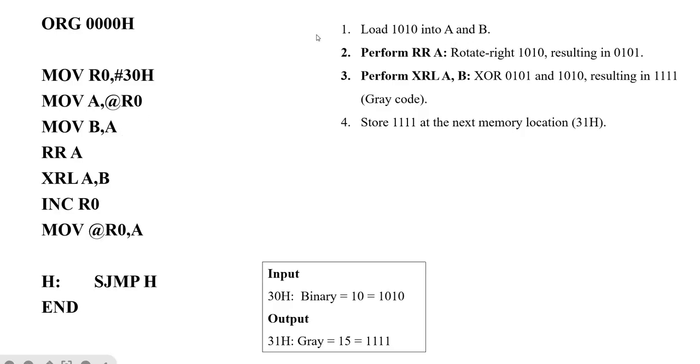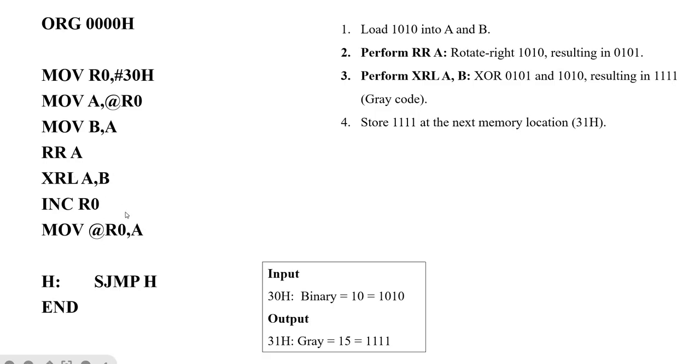Okay, till here, we have loaded 1010 into accumulator A and register B. After that we have to perform a rotate right operation. This 1010 will become 0101. Then you have to perform the XRL operation, here A comma B. So you have to XOR these two, that is 1010 and 0101. So your result will be 1111.